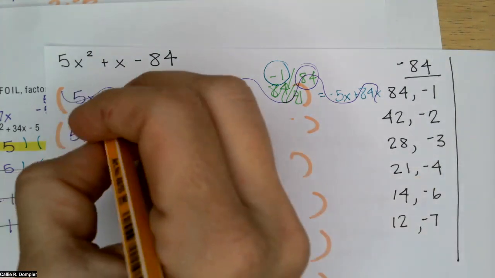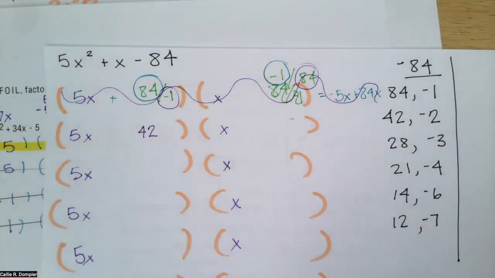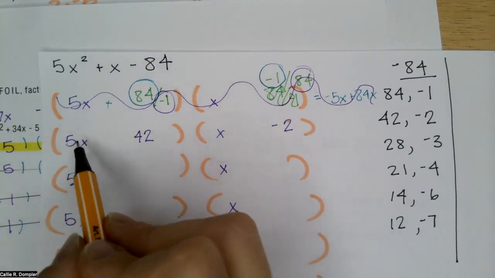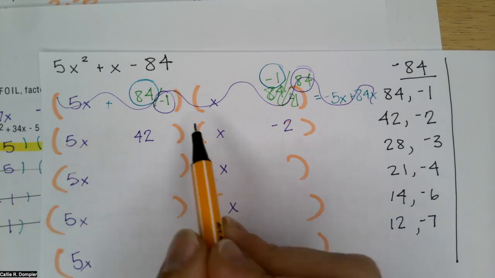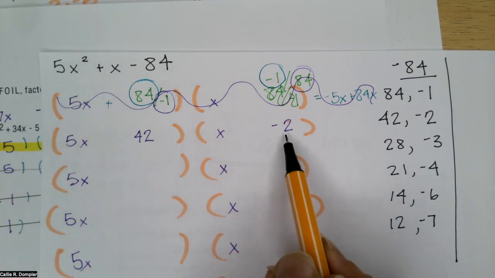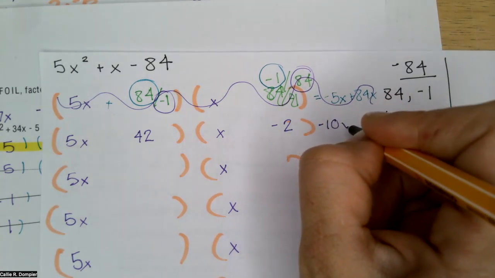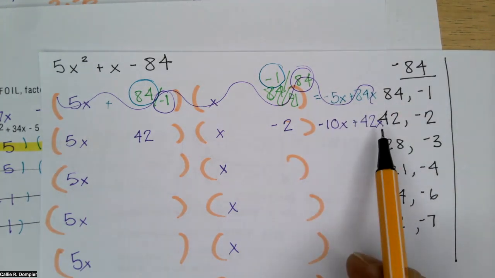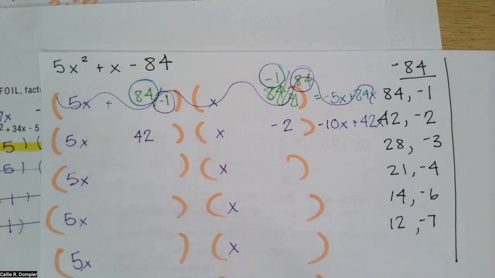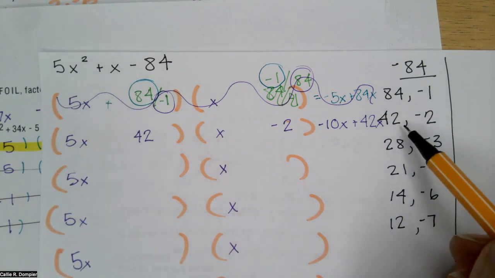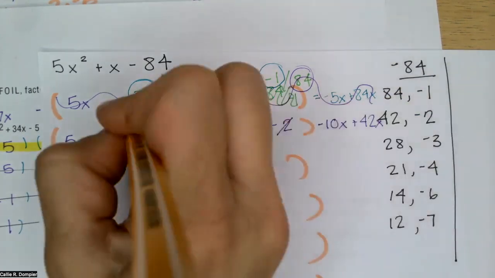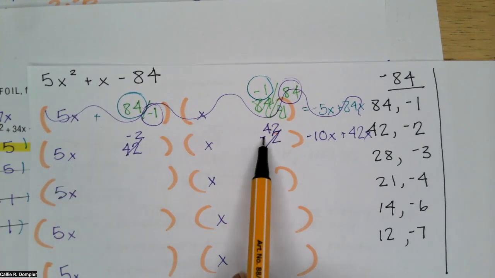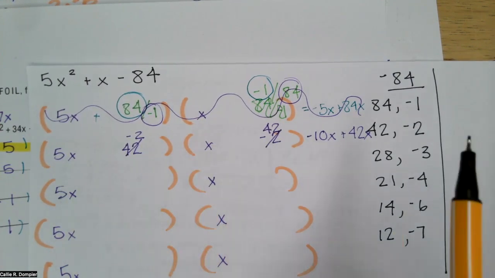Now we have 42 and -2. 5x, 42 minus 2. 5x times x is a 5x squared. 5x times a -2 is a -10x. And then 42 times x is plus 42x. 42x minus 10x does not give me an x. All right, so now I want to know, is it that the -2 goes over here and the 42 goes here? 5x times 42, no, that's going to be an enormous number, so I'm not going to do that one.